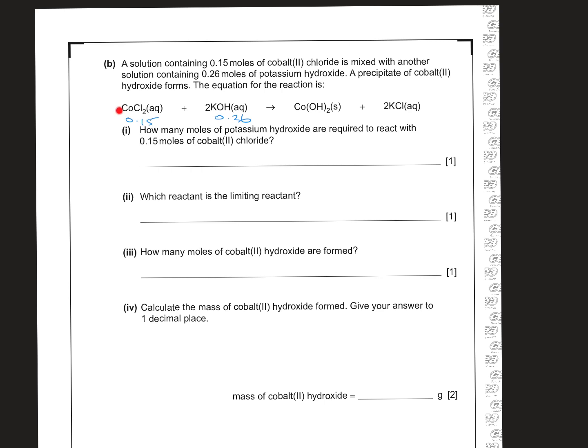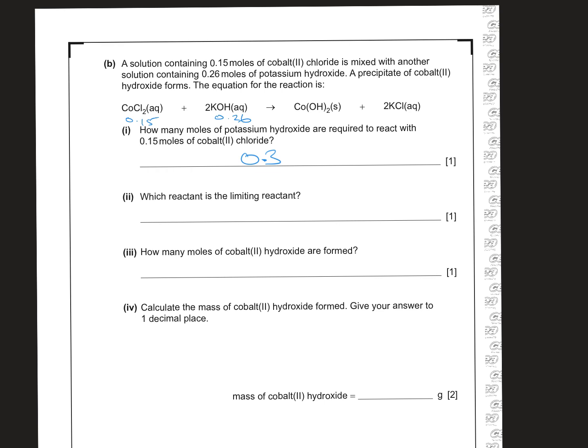Well, you can see here that it's a 1 to 2 ratio. So if you start off with 0.15 moles of the copper 2 chloride or the cobalt 2 chloride, then that will react with twice the number of moles of potassium hydroxide. So in this case, that would be 0.3.